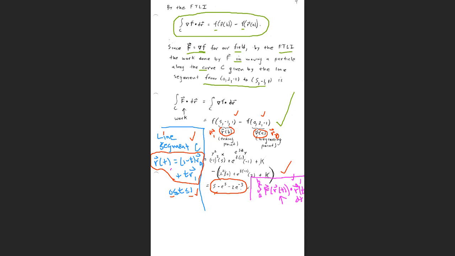Based on this answer for the work, 5 minus e to the third minus 2 times e to the negative third power, does the force field help or hinder the particle in moving along its path, along that line segment? What would you say? Is the net contribution of the force field positive or negative in helping the particle move along that path?